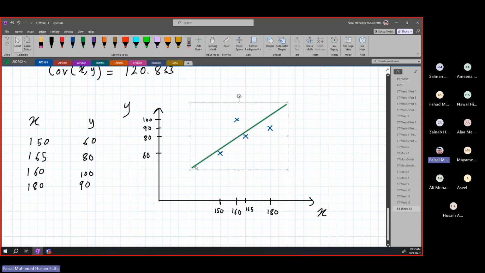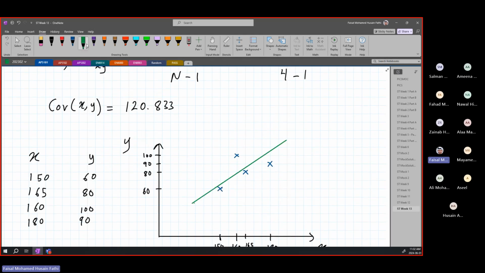If you notice here, the line is going upwards, or I should say the slope is positive. That is why covariance here is positive. So this is what it basically means: as x goes up, y goes up. So this is what this positive value means.